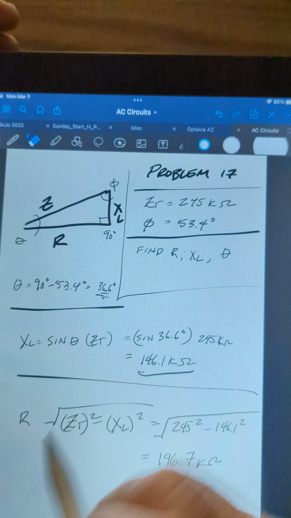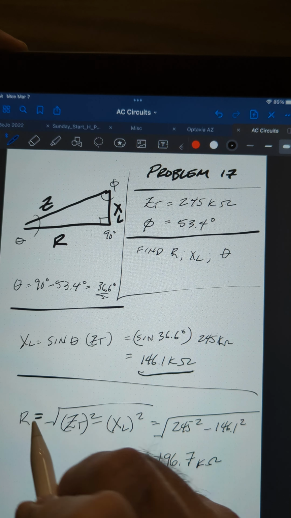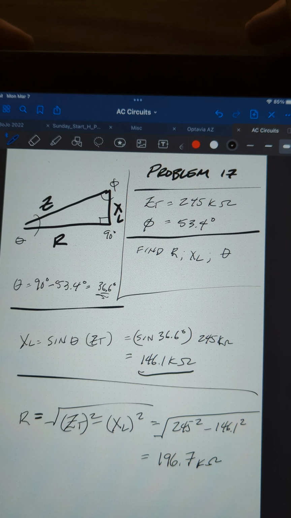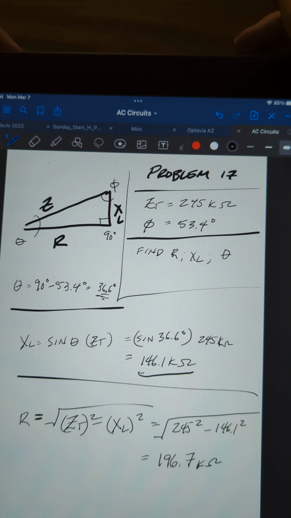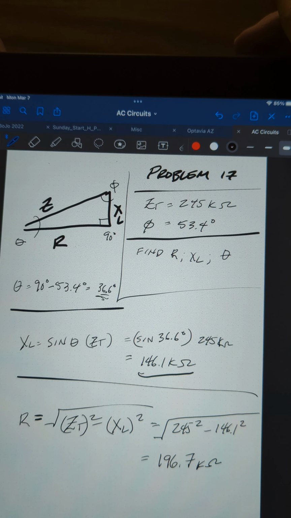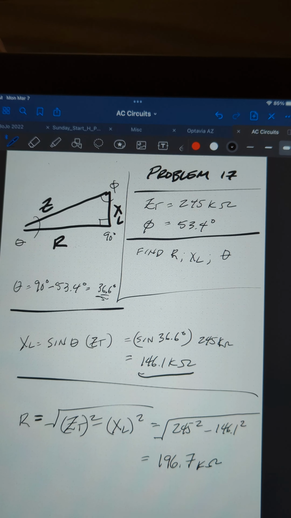So my resistance is simply R equal to the square root of the total impedance squared minus XL squared. When I come up with the difference of those squares, I square root it, and I come up with a resistance of 196.7 k ohm. Moving on to number 18.